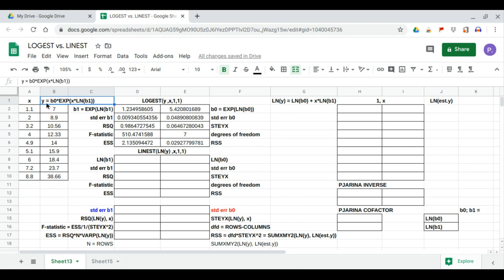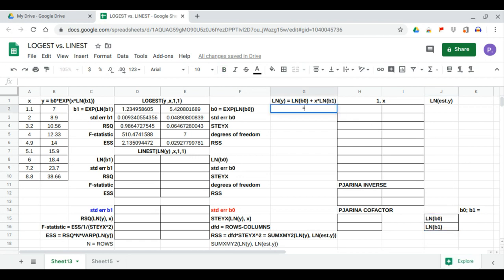To transform, we use ln y equals ln b0 plus, this time it's x ln b1, because the logarithm of exponent is the value itself. So we can factor out ln b0 and ln b1 in a different matrix. That leaves 1 plus x or 1 comma x. So this is the ln b0 and ln b1 matrix.